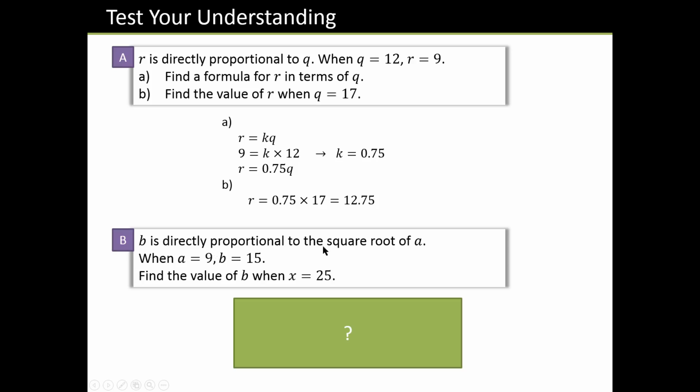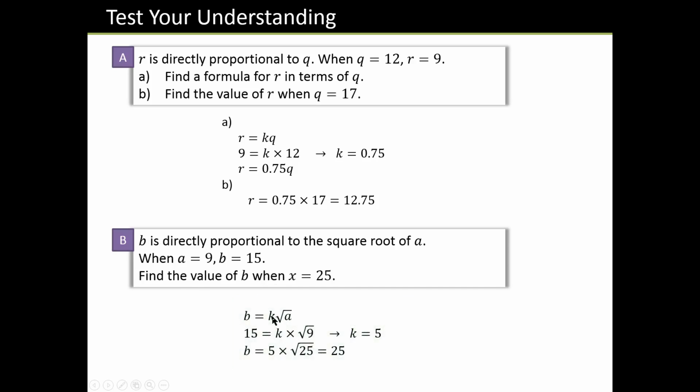Similarly, b is directly proportional to the square root of a. Replace "is directly proportional to" with "is equal to k times", right? So b is equal to k times the square root of a. Okay, and they've given us a and b, sub it in, get the value of k. It's always going to be the same, right? It's very repetitive. It's easy. And you just end up getting that.